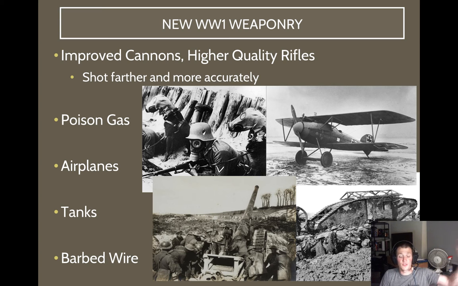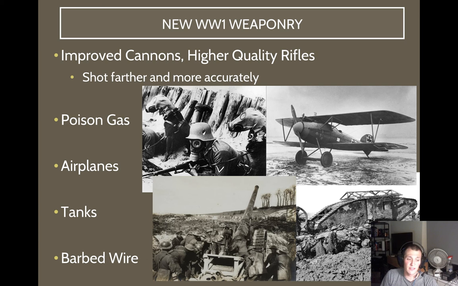Instead of shooting hundreds of yards, maybe 1,000 tops, like they used to around Napoleon's time, now some of these guns are significantly stronger, shoot all sorts of different kinds of shells, shrapnel, poison gas shells, and things like that. But they also shoot for miles and miles.